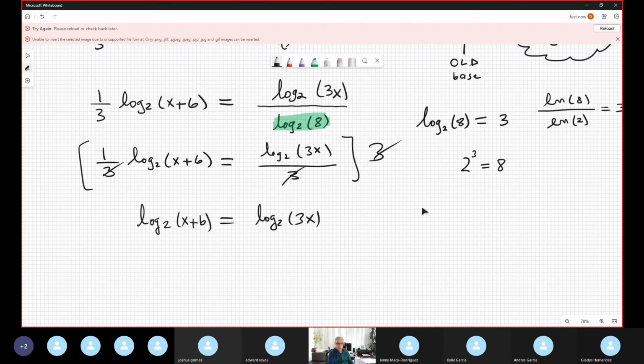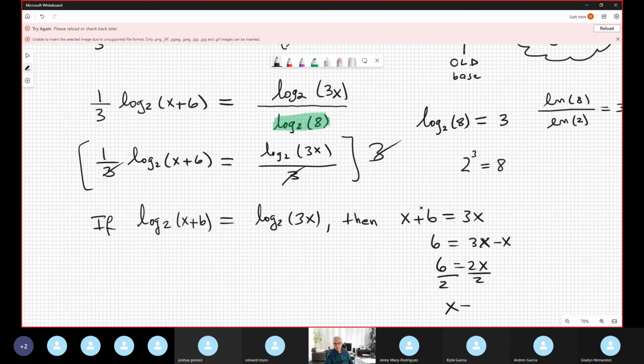Okay. Now, if we have two logarithms and the logarithms have the same base, the conclusion is the argument x plus 6 should be equal to 3x. And the logarithm is cancelled, no logarithm anymore, and we focus on this elementary kindergarten example, a linear equation. 3x minus x is 2x, divided by 2, x equals 3. Boom.